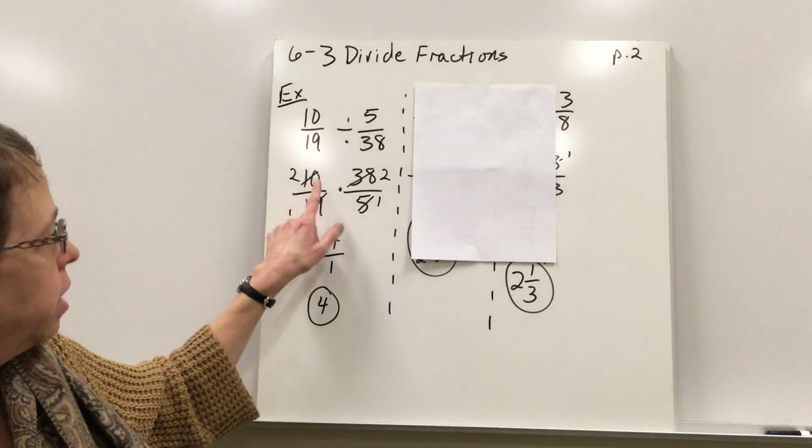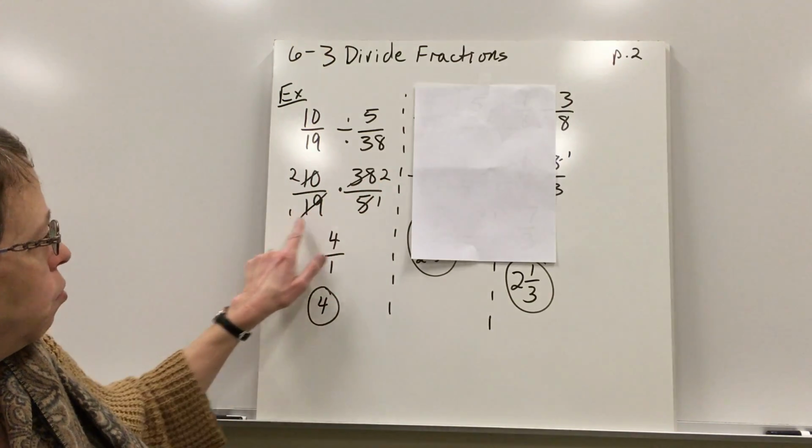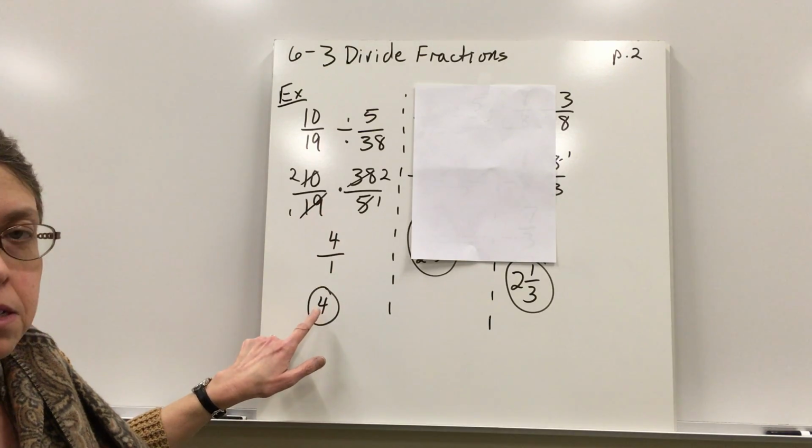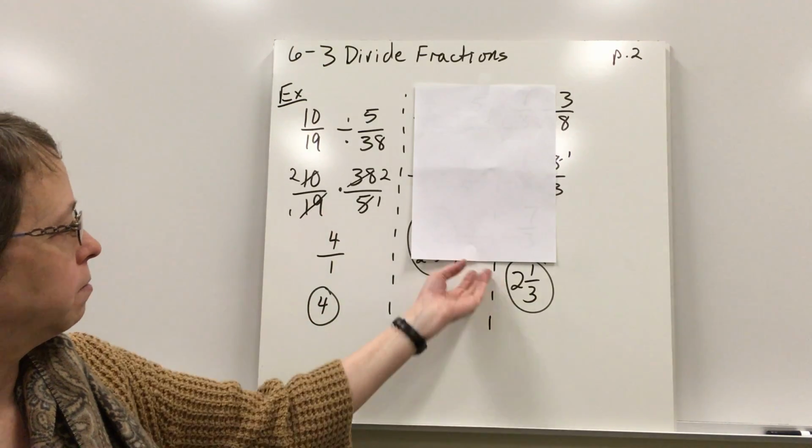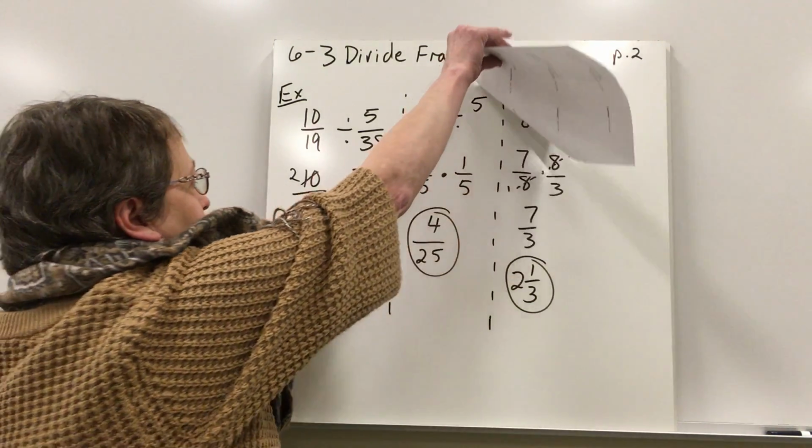Now I multiply numerators. 2 times 2 is 4. 1 times 1 is 1. And that is the same as the whole number 4. Next example.